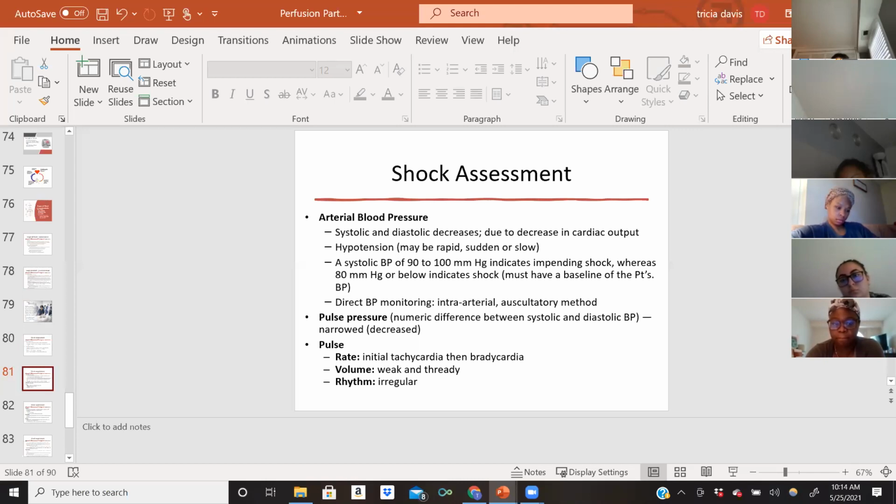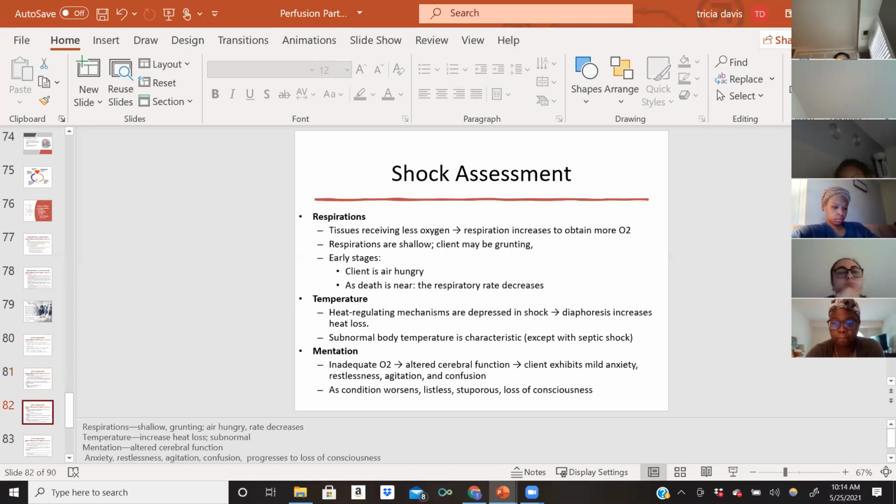And then we're going to look at their pulse. So what is the rate of their pulse? Remember, in the very beginning when we have those compensatory mechanisms working, it's going to be tachycardia. Then as things start to compensate and things are failing, it's going to move into bradycardia. What is their volume like? Is it weak? Is it thready? Is it bounding? And then what is their heart rhythm? Eventually, as things change, we're going to get to an irregular rhythm to maybe no rhythm at all.